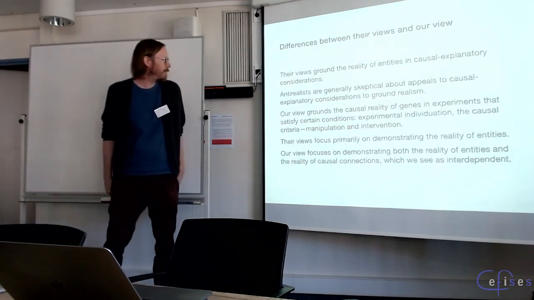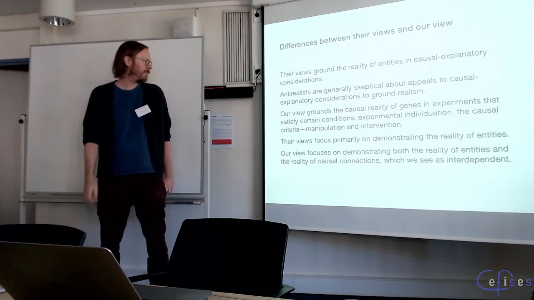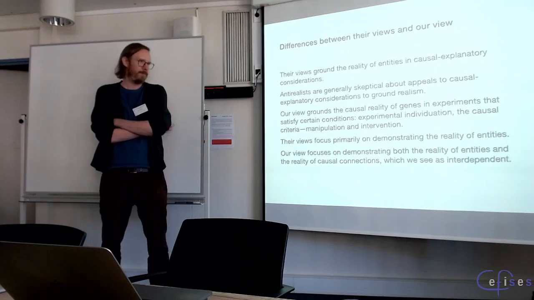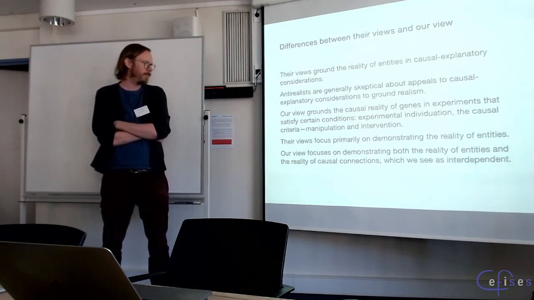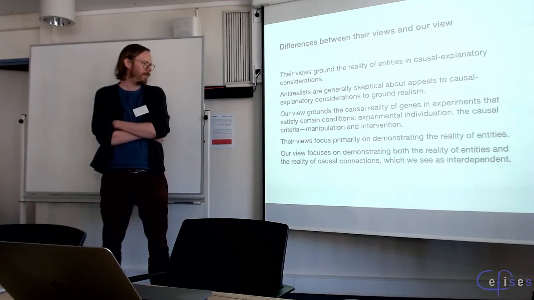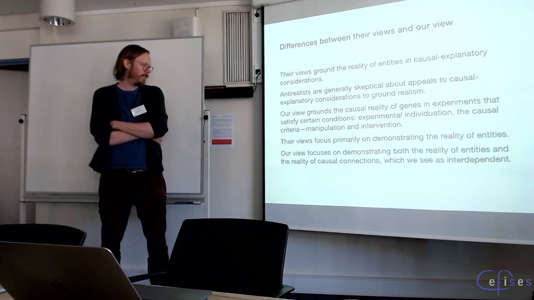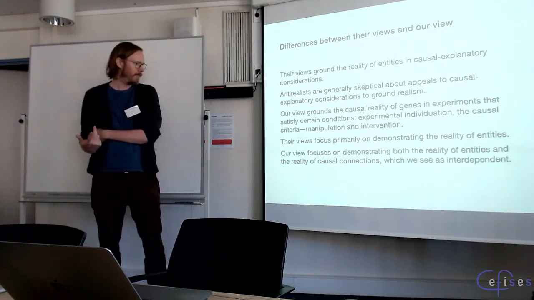So I think the big difference between these sorts of views and our view is that they ground the reality of entities in causal explanatory considerations. One of the reasons to avoid doing this is that it's not going to persuade anti-realists, who are generally skeptical about appeals to causal explanatory relations or considerations to ground realism. Our view grounds the causal reality of genes in experiments that satisfy certain conditions, for example, experimental individuation and causal criteria like manipulation and intervention. Another difference is that their views focus primarily on demonstrating the reality of entities, and we've tried to do something a bit more than that, since we've also tried to demonstrate the reality of causal connections, and the idea that demonstrating the reality of entities and demonstrating the causal connections are interdependent.